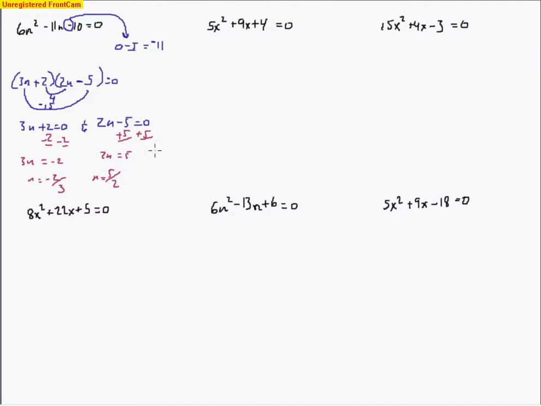And so those are our two solutions, or two roots. They also call them zeros, different ways of representing the same answer there. So negative 2/3 and 5/2.